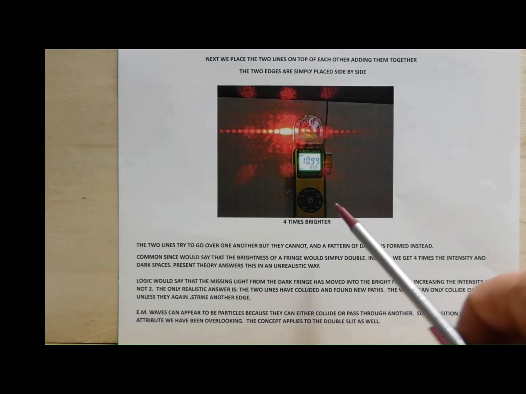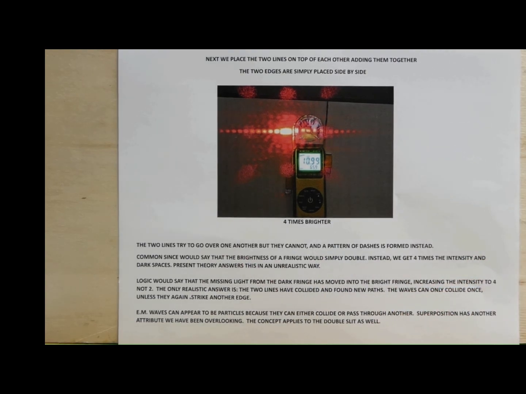Okay, 4 times brighter. The two lines try to go over another, but they cannot, and a pattern of dashes is formed instead. Common sense would say that the brightness of a fringe would simply double. Instead, we get 4 times the intensity and dark spaces. Present theory answers this in an unrealistic way. Logic would say that the missing light from the dark fringe has moved into the bright fringe, increasing the intensity to 4, not 2. The only realistic answer is the two lines have collided and found new paths.